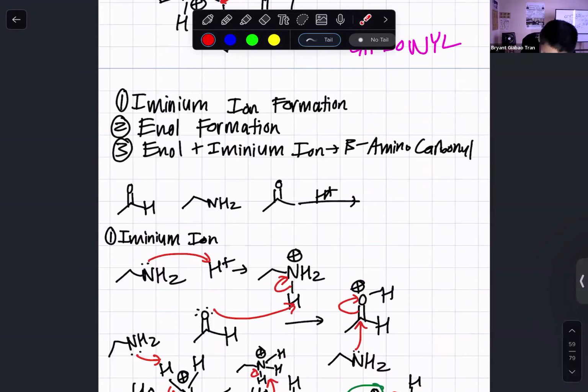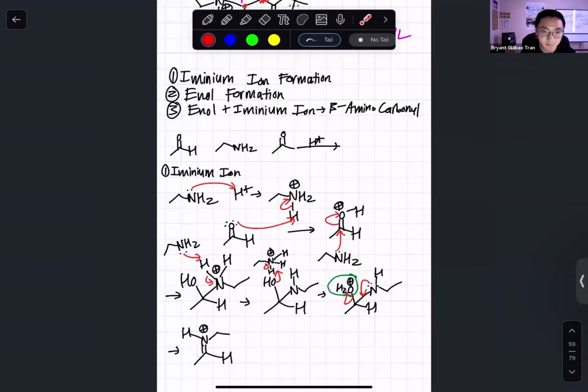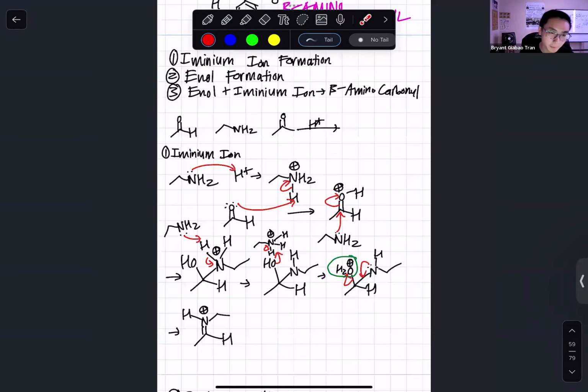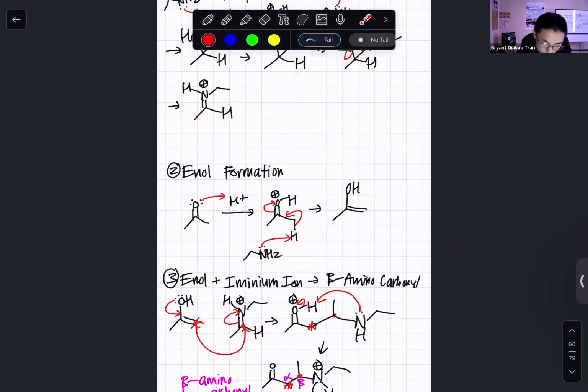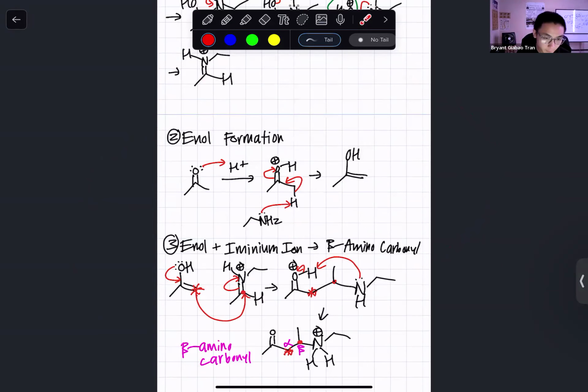Okay, guys. So first step, form the iminium ion by reacting the more reactive carbonyl with the amine in acidic conditions. 118B reaction here. Second step, also 118B, form the enol, tautomerize into the less stable tautomer.